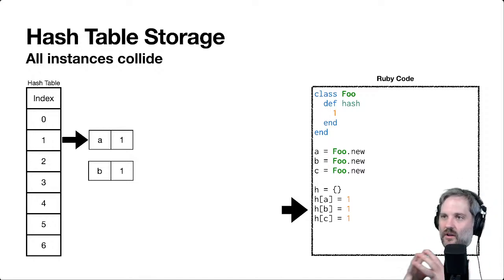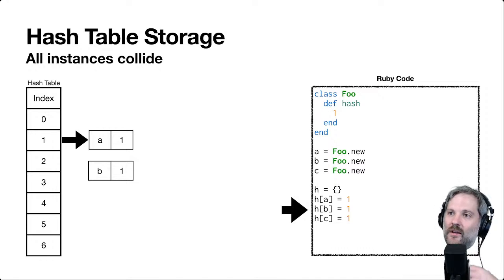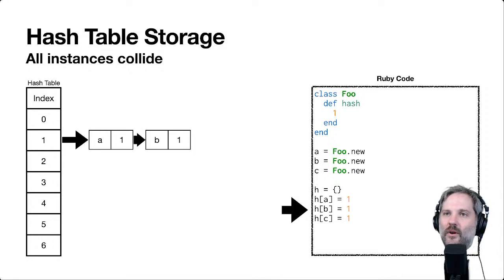So we try to insert this B instance, and we need to insert it into index 1. There's already an object there, so we have to check, are these two objects the same thing? It turns out, no, they're not. What happens next depends on the hash implementation, but some hashes will say, okay, we're going to store this in an array now. So we'll just create an array here, add that, and tack that on.